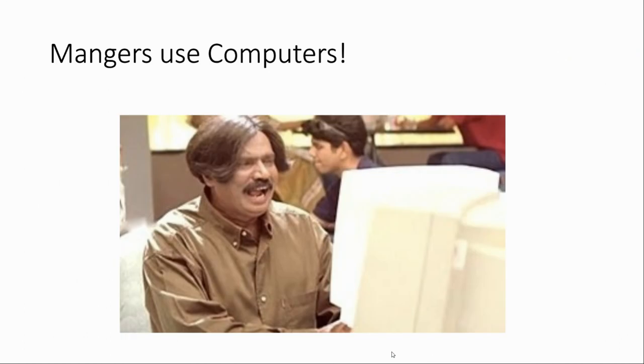Okay, this is just a meme for entertainment purposes. Managers also use computers, so they also use computers.